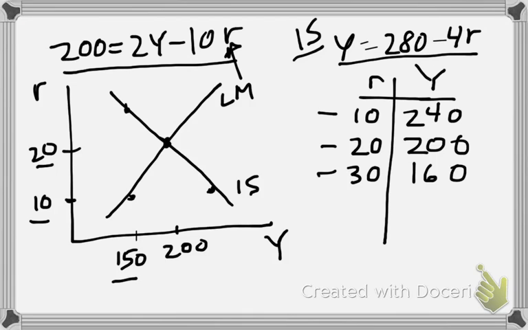The usual thing we might do with something like this is to say, suppose government spending increased by 10, what would be the new equilibrium level of GDP and interest rate? And I'll leave you to figure that out.